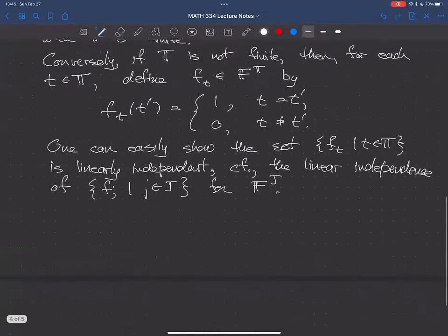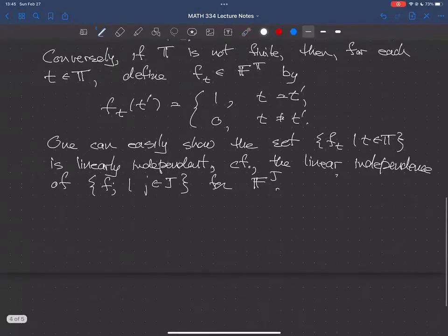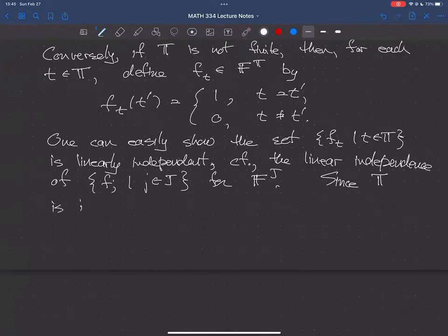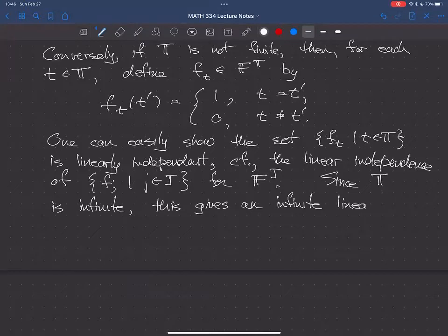Okay, so since T is infinite, this gives an infinite linearly independent subset.